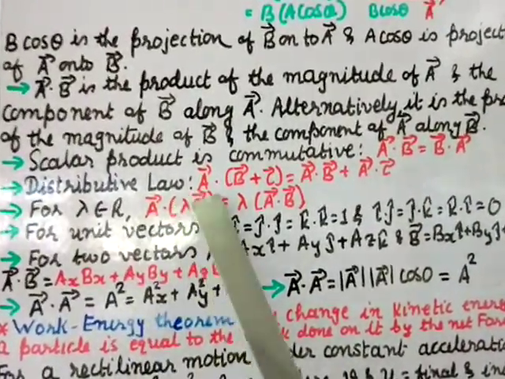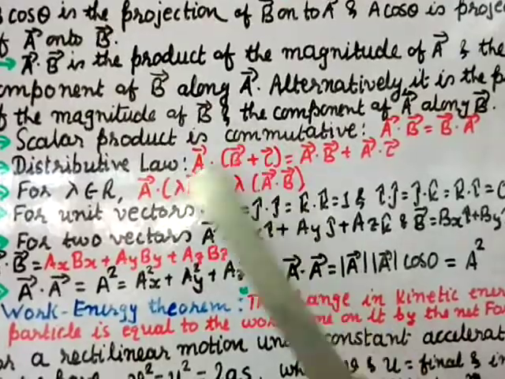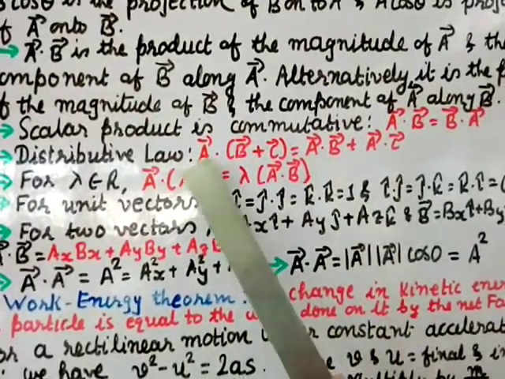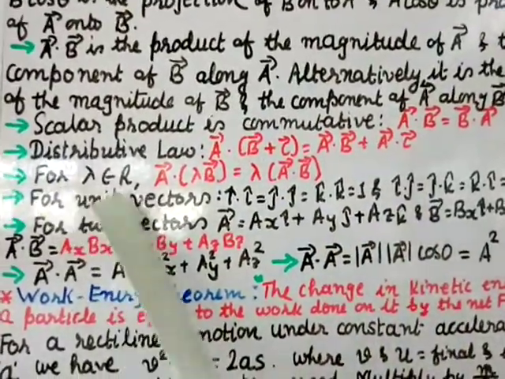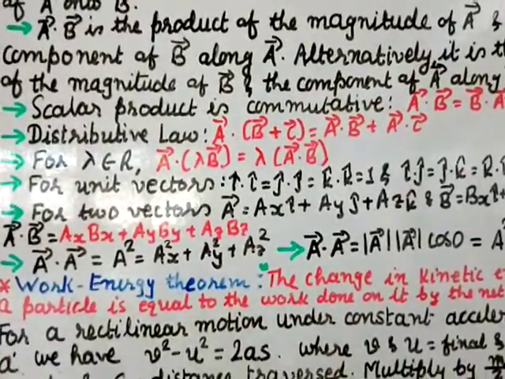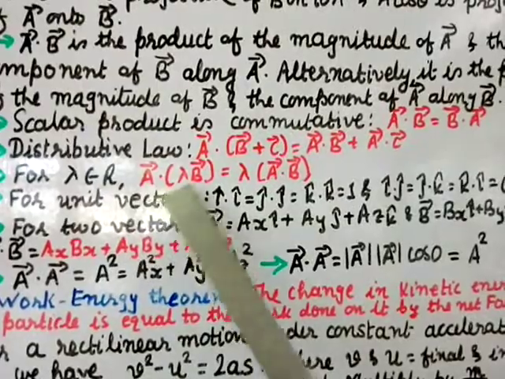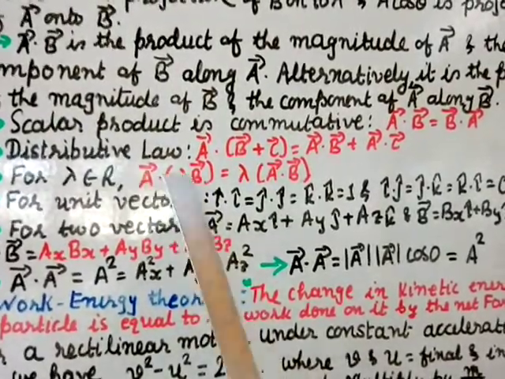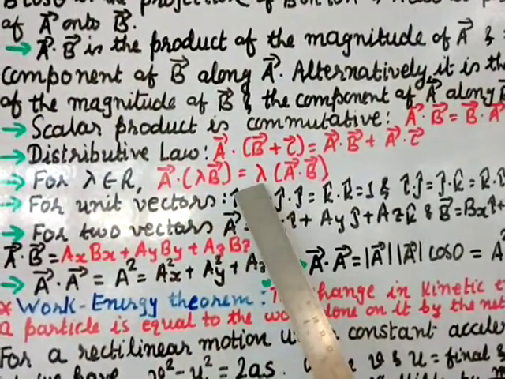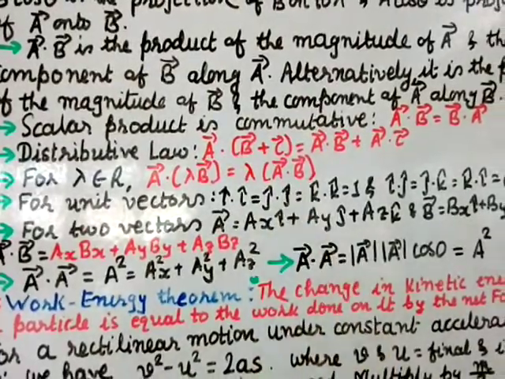Distributive law. A dot (B plus C) equal to, we can just multiply inside, that is A dot B plus A dot C. For lambda belongs to R, that is lambda is a real number, we can say vector A dot lambda vector B. This lambda which is scalar, we can just take out, we can say equal to lambda into vector A dot vector B.